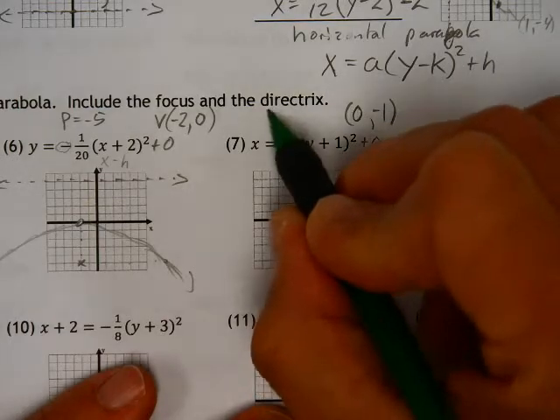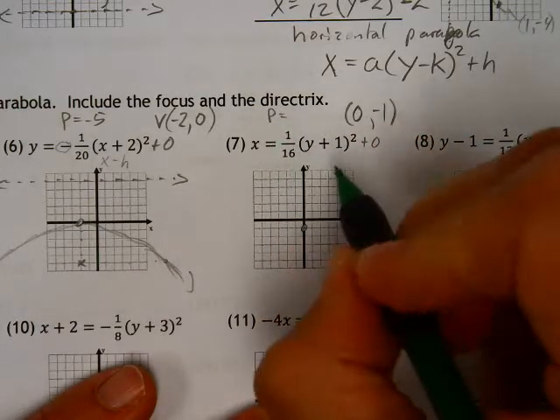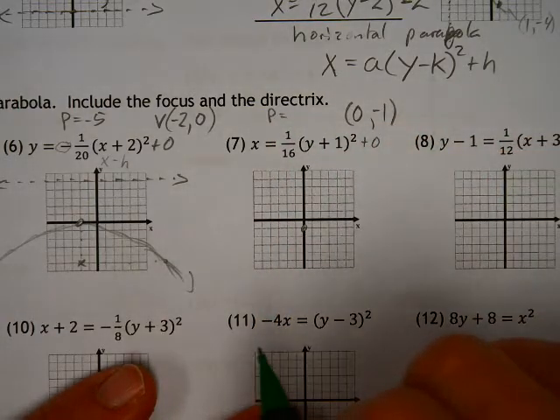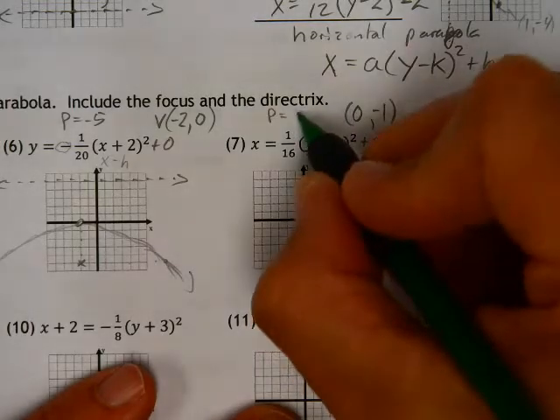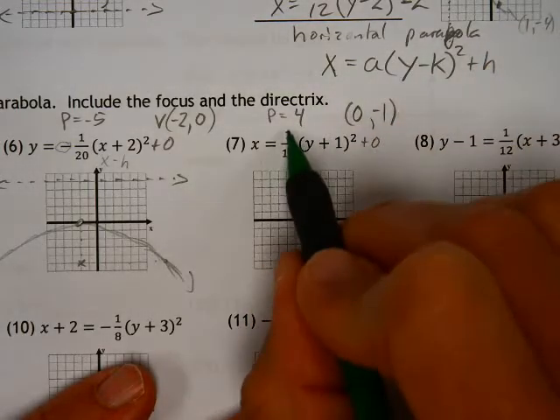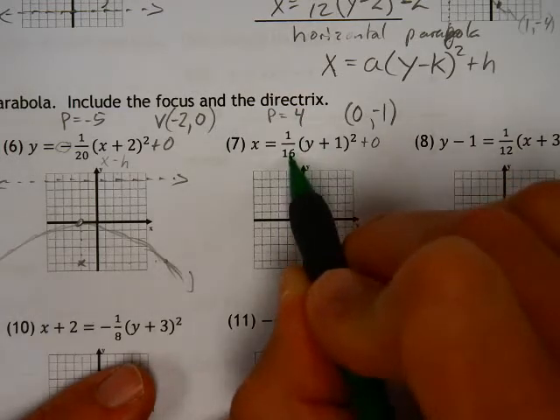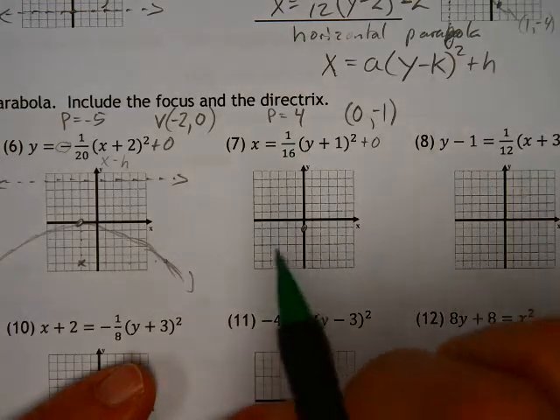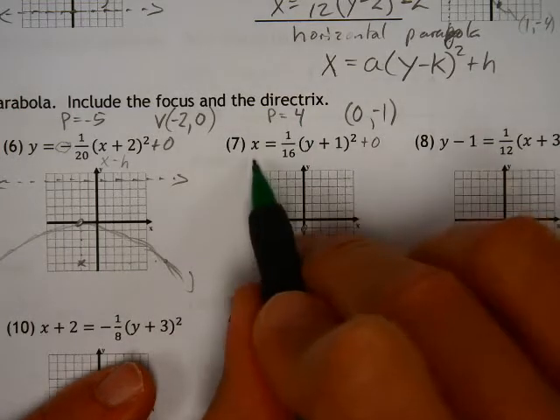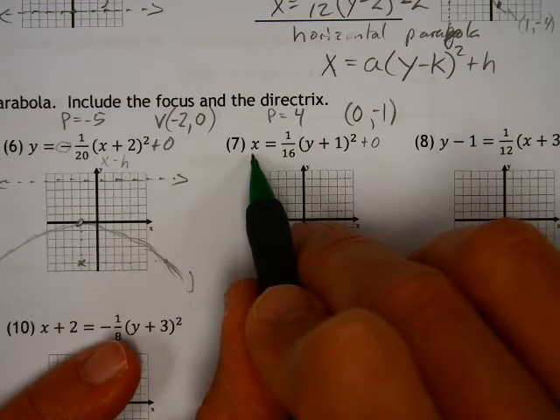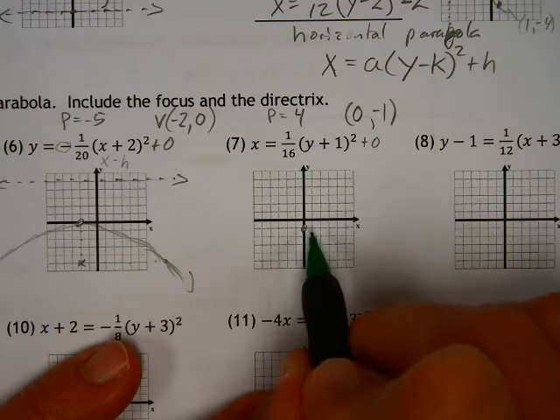We also have a p-value if we look at the fraction here, equal to, and I'll pause for a moment. You say it. Nice. 4. Good. Because 1 over 4 times what would give you 16? Well, it has to be a 4 times a 4. P is equal to 4. That's a positive number. Even though this is on its side, because we have an x equals, we're going to go in the positive direction.